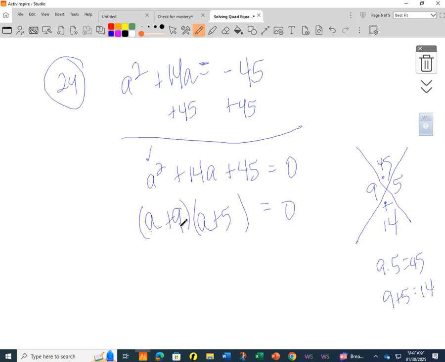A plus 9 times a plus 5 equals a squared plus 14a plus 45 equals 0. It also equals a squared plus 14a equals negative 45. So it's the same thing. Okay? So now what's our last step?